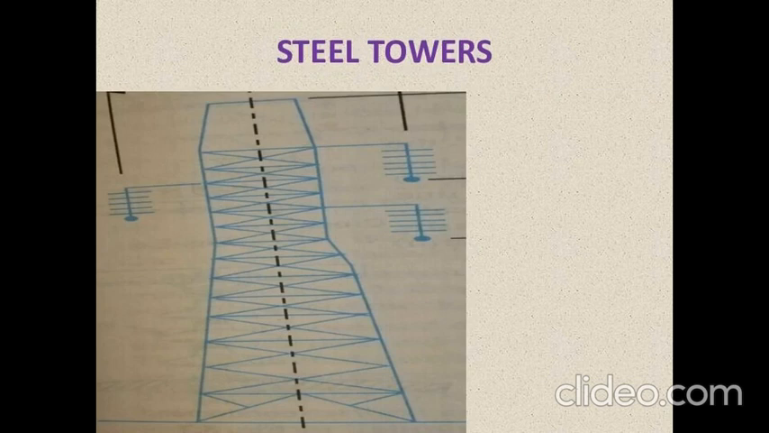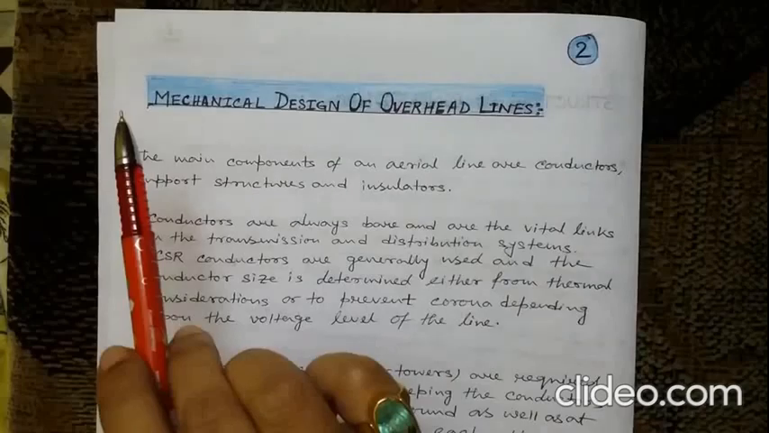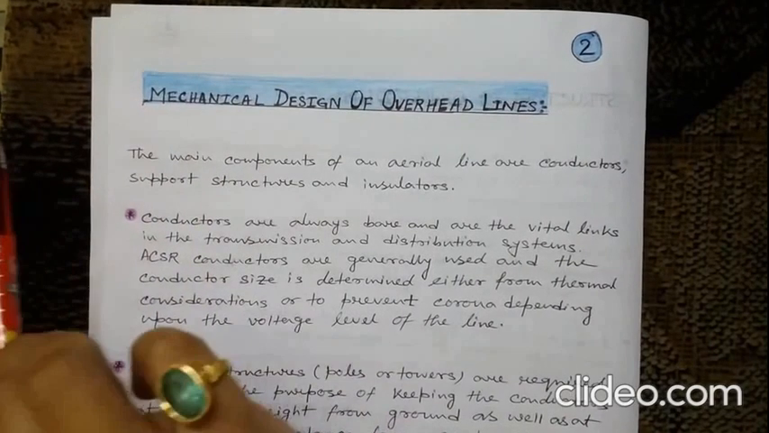Now the steel towers are extremely useful for system voltages often above 33 kV with long distance transmission lines. Even though they are 2 or 4 times costlier than wooden poles, yet for tall supports and long spans they prove economical. Mechanical design of overhead lines.